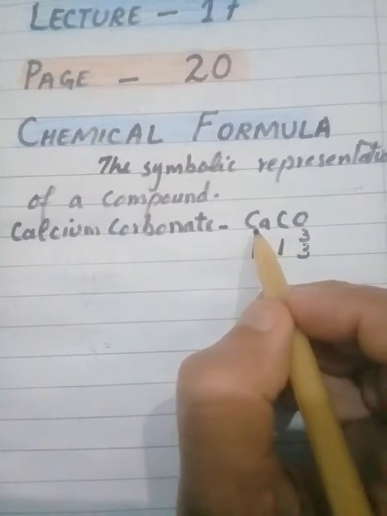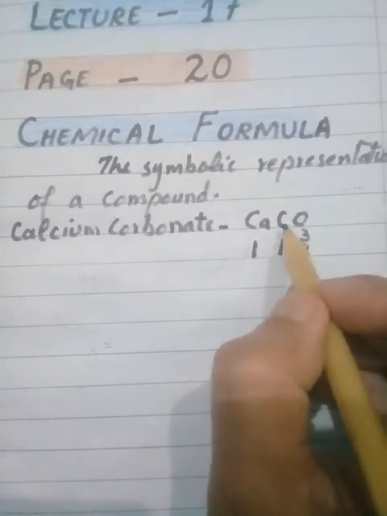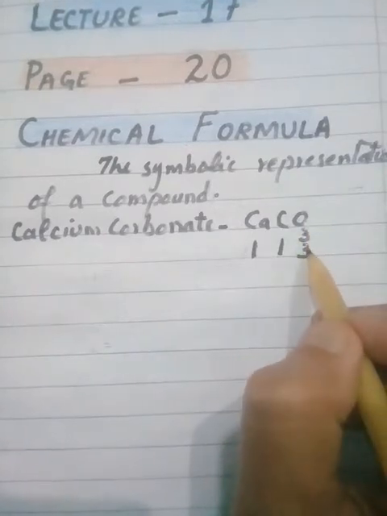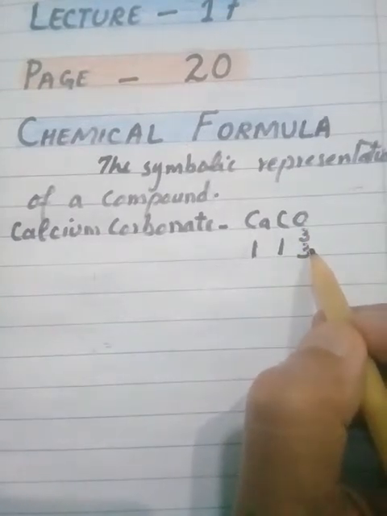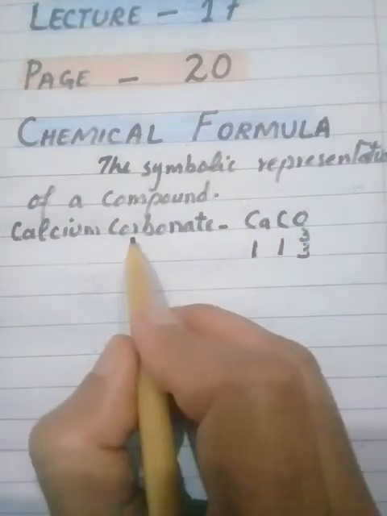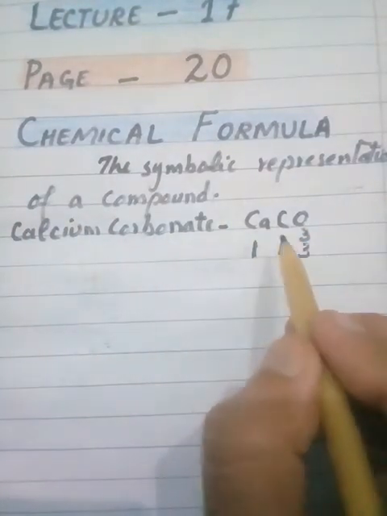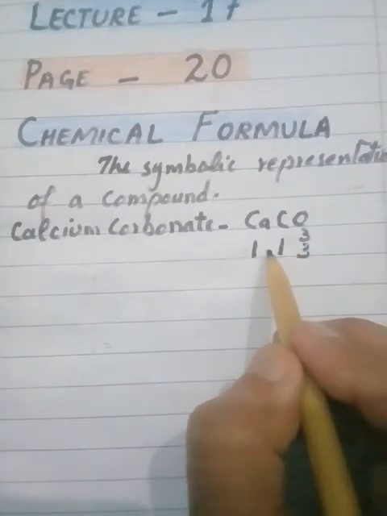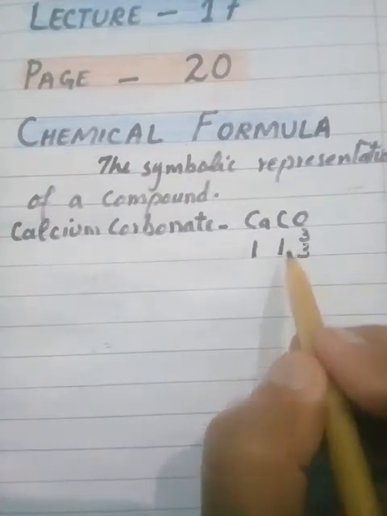The atoms of calcium, that is 1. The atoms of carbon, that is 1. And the atoms of oxygen, that is equal to 3. There are 3 types of elements present in calcium carbonate, but the total number of atoms in calcium carbonate is 5. Is it clear?